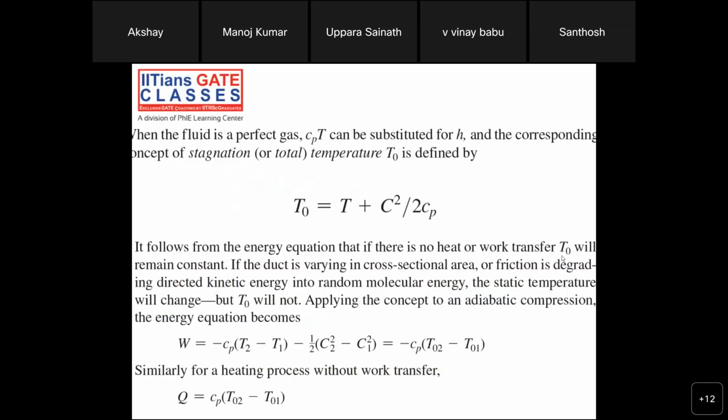Now, similarly, this is why I define that particular quantity: we will be using it extensively. When you want to write work done, you will be using Cp (T02 minus T01). When you want to define heat transfer in a combustor, again you will be using T02 and T01. These are very basic things we use when it comes to propulsion. Basically, propulsion is a marriage between fluid mechanics and thermodynamics. You will always be combining these two parts together.